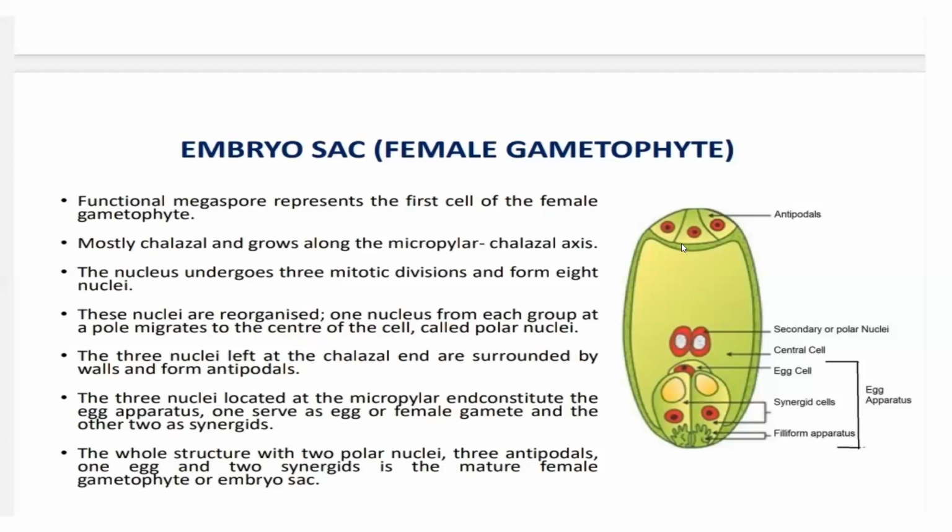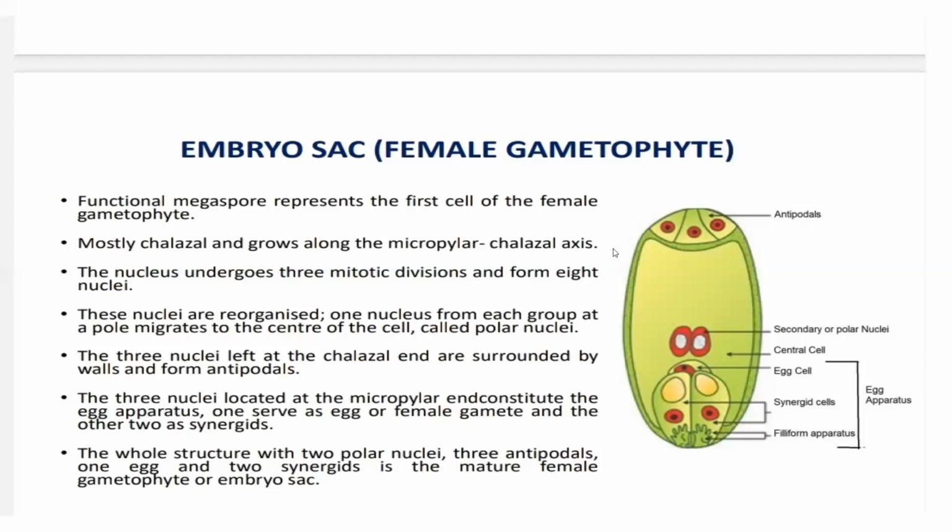At the upper part are the antipodals. The female gametophyte, the embryo sac, is at the 7-celled and 8-nucleate stage. The development of the embryo sac is of the polygonum type. So this is completely called the polygonum type.